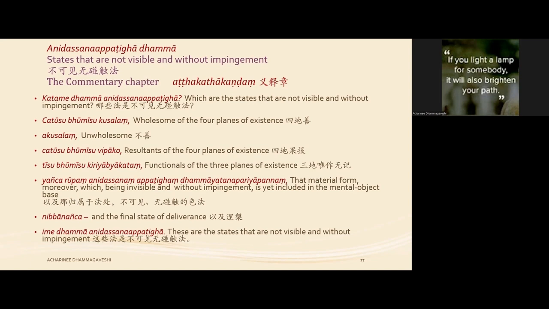So here, these four, the kusala, akusala, vipāka, kriyā. These include all the chitta and chetasika dhamma. Yañca rūpaṃ anidassanaṃ appaṭighaṃ dhammāyatanapariyāpannaṃ. That material form, moreover, which being invisible and without impingement, is yet included in the mental object base. So here they are referring to the 16 Sukhuma Rūpa, the subtle matter. Nibbānañca, and the final state of deliverance.